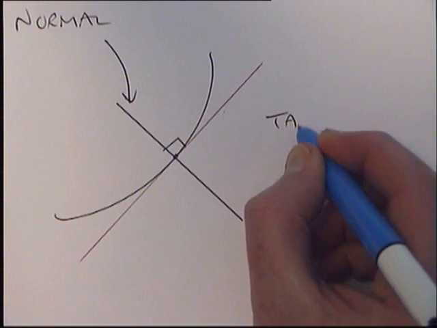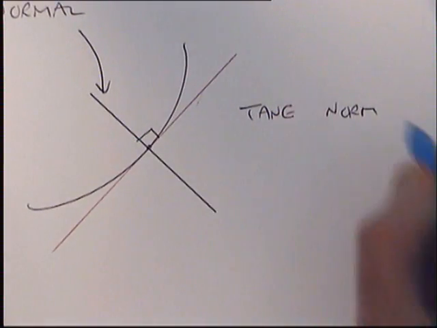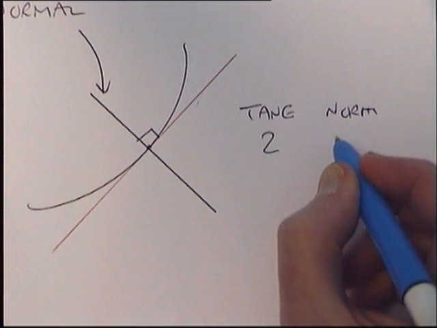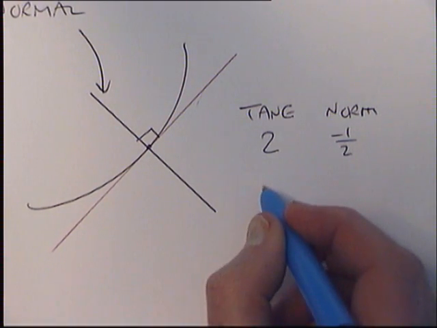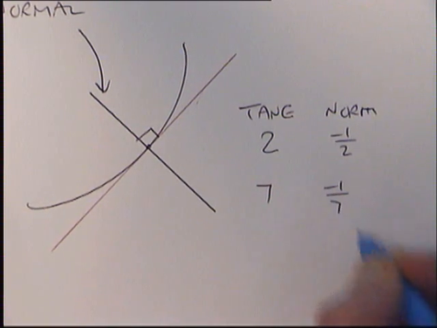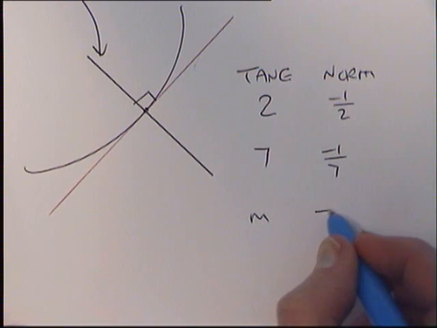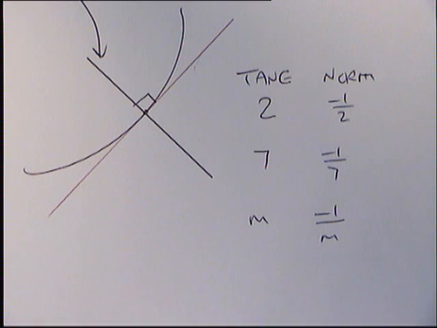And then we'd also looked at the gradients. If we had a gradient of a tangent and the gradient of a normal. We said last time, if the gradient of a tangent was 2, the gradient of the normal was minus 1 over 2, or a half. If the tangent had a gradient of 7, the gradient of the normal would be minus 1 over 7. If the tangent was m, the gradient would be minus 1 over m. And that's how we got perpendicular gradients. It's always minus 1 over the original gradient.